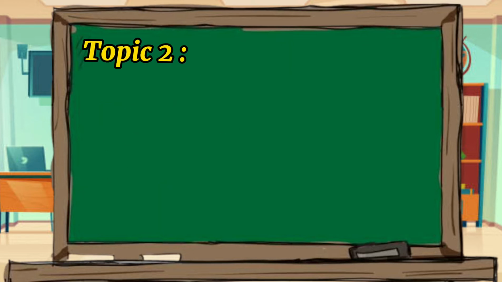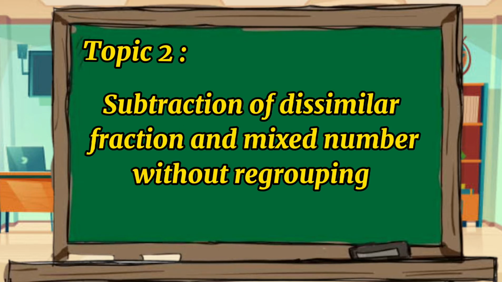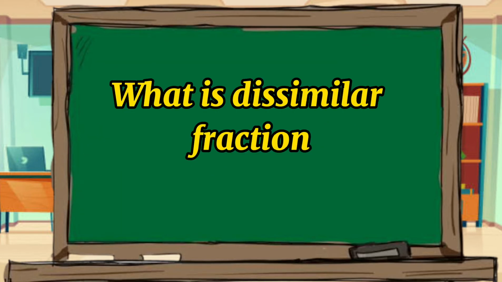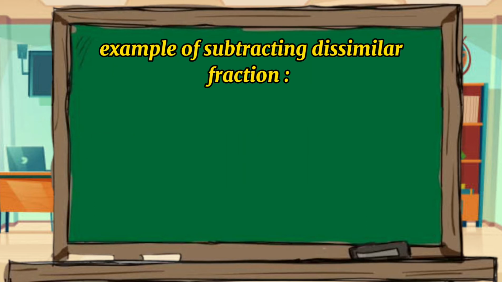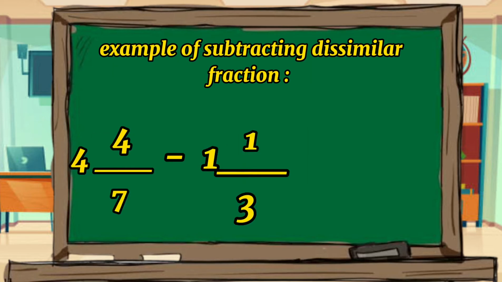The second part of our lesson is subtraction of dissimilar fractions and mixed numbers without regrouping. Let's first define what a dissimilar fraction is. Dissimilar fractions are fractions whose denominators are different from each other. Let's subtract 4 and 4 over 7 minus 1 and 1/3.